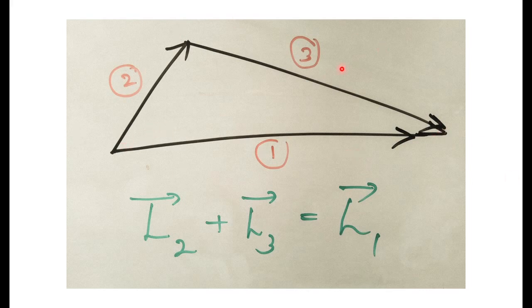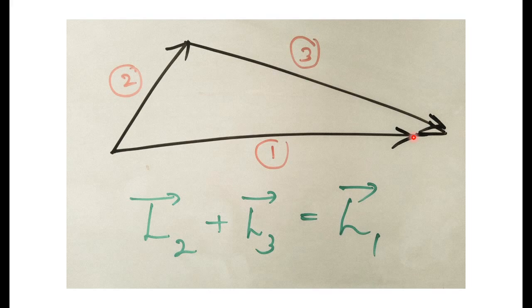We have 3 links only here, and then what you can write is the loop closure equation: L2 vector plus L3 vector, these are in the same direction, is equal to L1 vector, because it is in the opposite direction. So this is our first step.